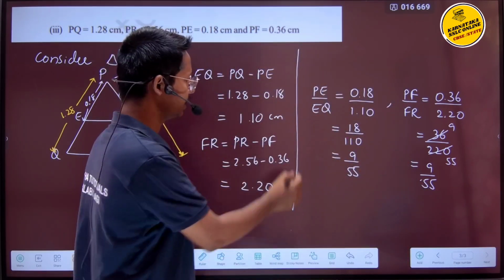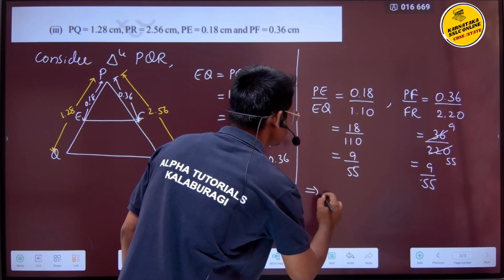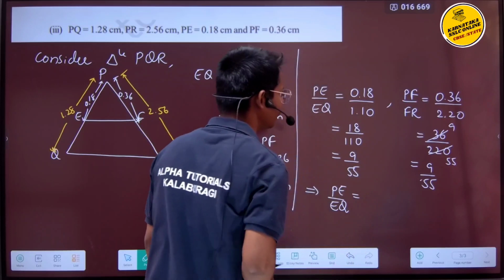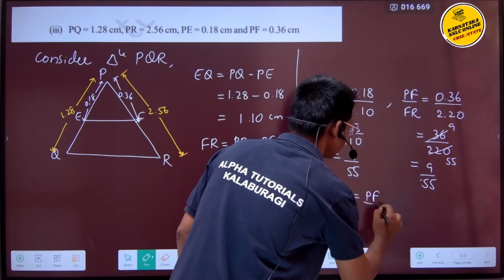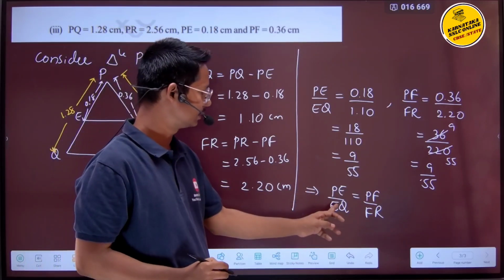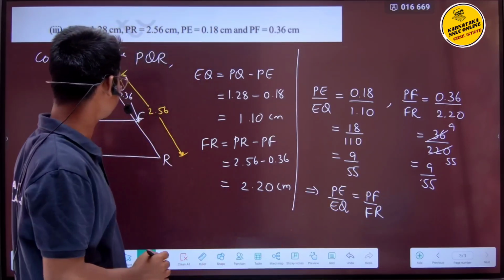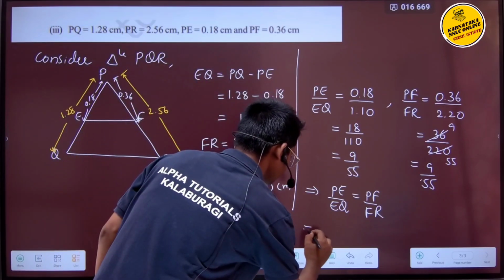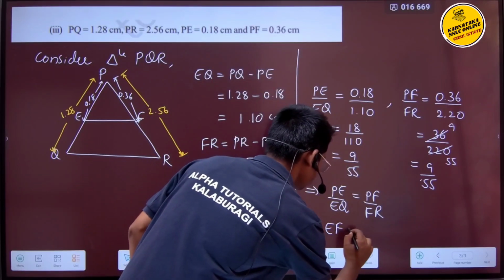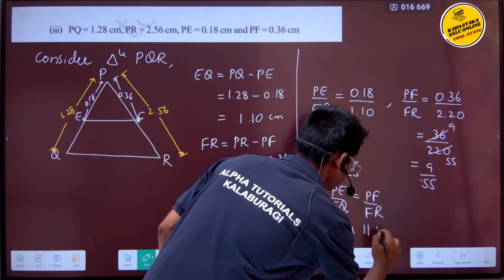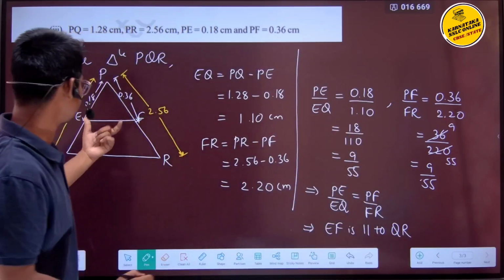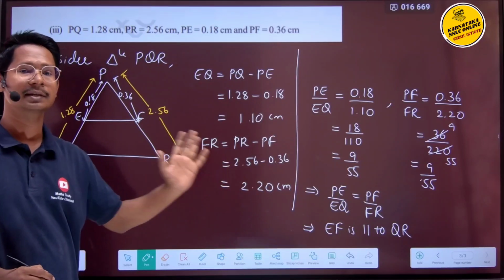Now we can compare the ratios. So this implies PE by EQ is equal to PF by FR. If the ratios are the same on the intersecting sides, I can say EF is parallel to QR. But I need to write the reason.